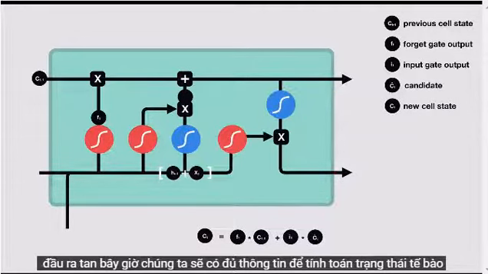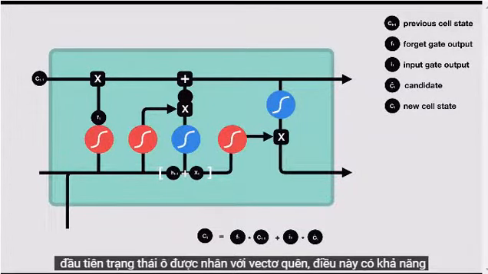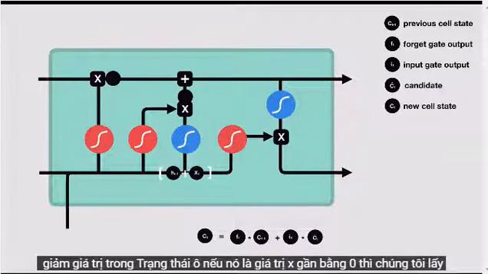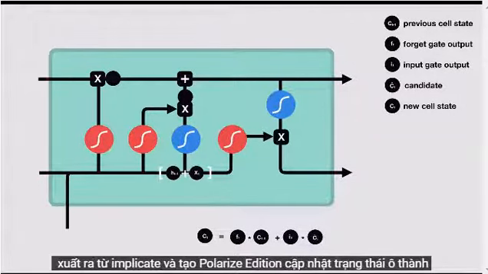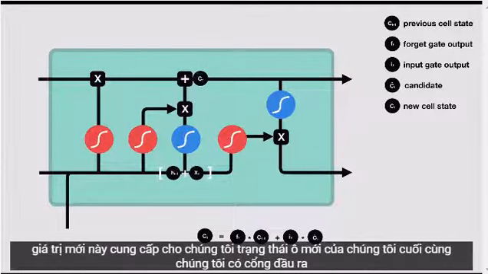Now we should have enough information to calculate the cell state. First, the cell state gets multiplied by the forget vector. This has the possibility of dropping values in the cell state if it gets multiplied by values near 0. Then we take the output from the input gate and do a point-wise addition, which updates the cell state to new values. This gives us our new cell state.